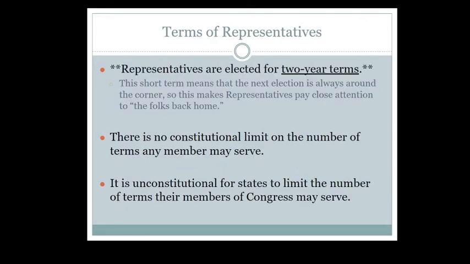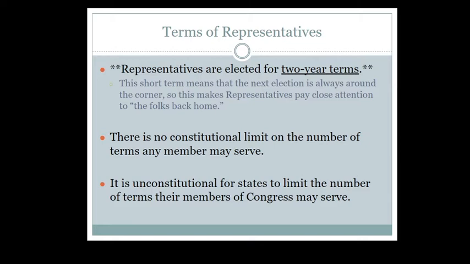So representatives are elected every 2 years. Now 2 years might seem like a long time. It's not. It's incredibly fast, especially in politics. And when you're talking about 2 years, you're really talking about 1 year of just doing stuff, and the next year you're already re-campaigning to get elected again. That's really kind of how it works. Things move very fast in the House of Representatives. Very, very fast, okay? The short term means that the next election is always around the corner.